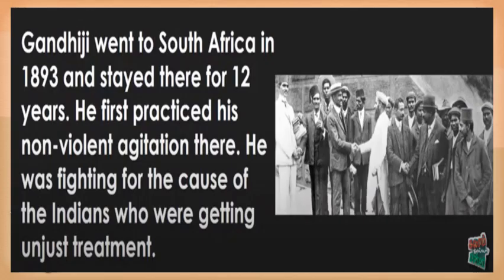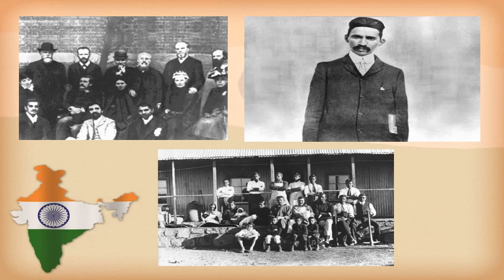His experience of racism in South Africa proved to be a turning point in his life. He first practiced his non-violent agitation there. He was fighting for the cause of the Indians who were getting unjust treatment in Africa. He developed a new non-violent way to make things right by getting lots of people to disobey unfair laws and to be uncooperative with rulers who were treating them badly.